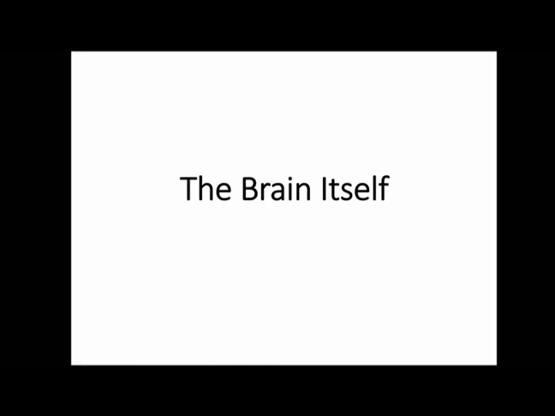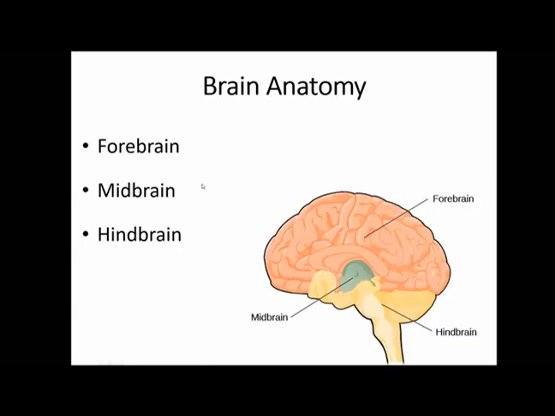So now that we've done the part where we talk about how to look at the brain, we're going to actually look at the brain. And people divide the brain up into lots of different pieces. We are going to start at the very beginning with just the three most basic divisions that we can do. This is the forebrain, the midbrain, and the hindbrain.